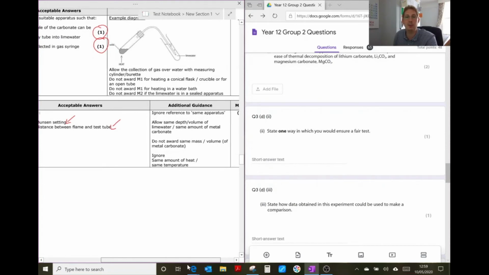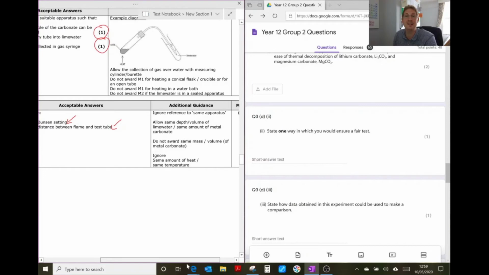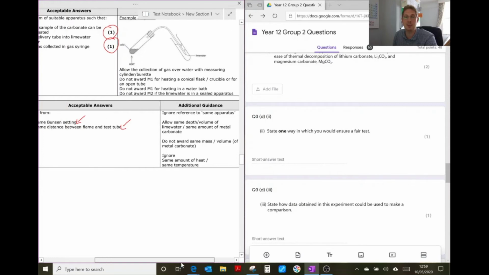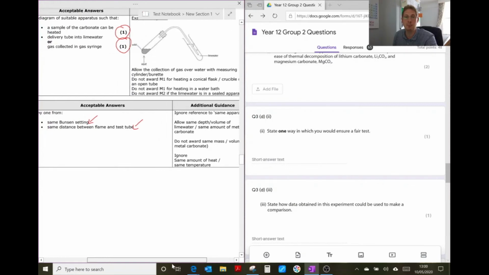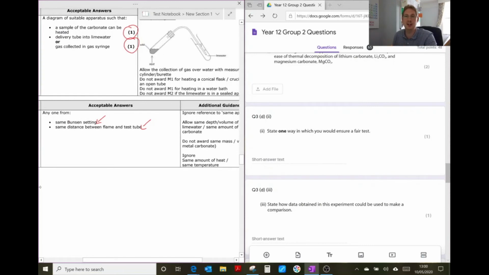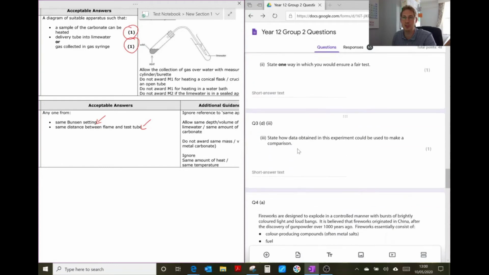Oh, it says allow same amount of metal carbonate. I didn't, because that word amount is vague. So I didn't allow that, although it does say you can on the mark scheme. Ignore same amount of heat or same temperature, because that's virtually impossible in one of these experiments. You can't check that the crucibles, you can't check that the Pyrex tube is at the same temperature.